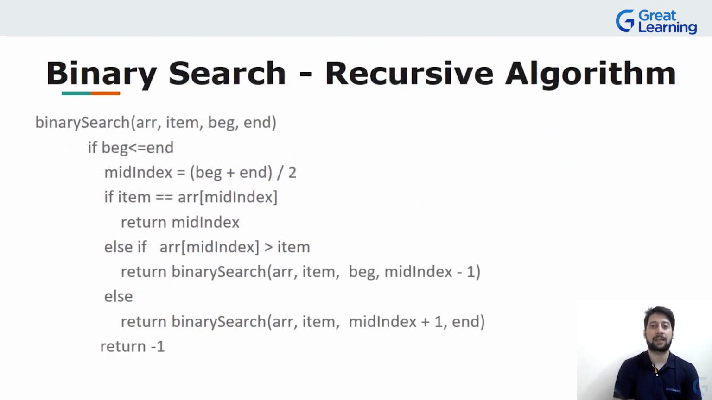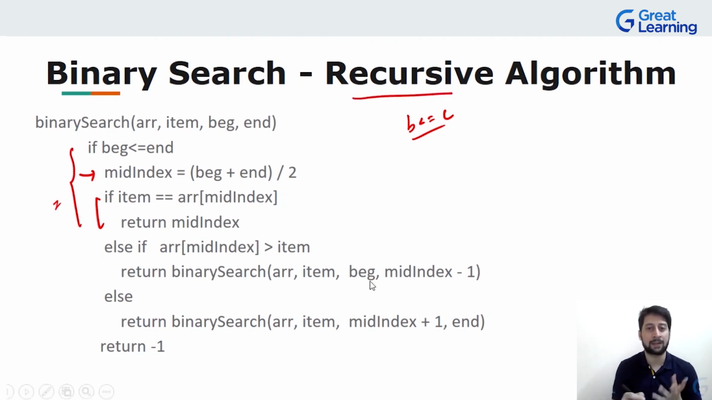Now let's look at the recursive approach, or recursive algorithm, for the same. So again, the ground rule will remain the same. We will always recursively call binary search as long as beginning is less than end. Now what happens, we'll again find the middle index, that is beginning plus end divided by 2. Then we will look for the element. These steps will remain the same even if you're using a recursive approach.